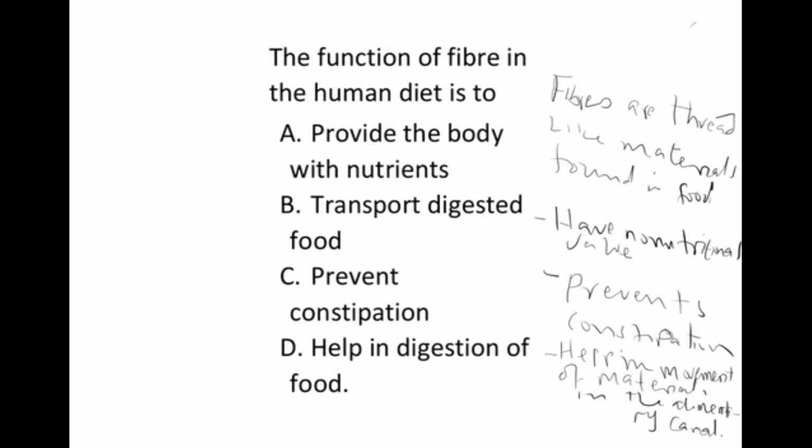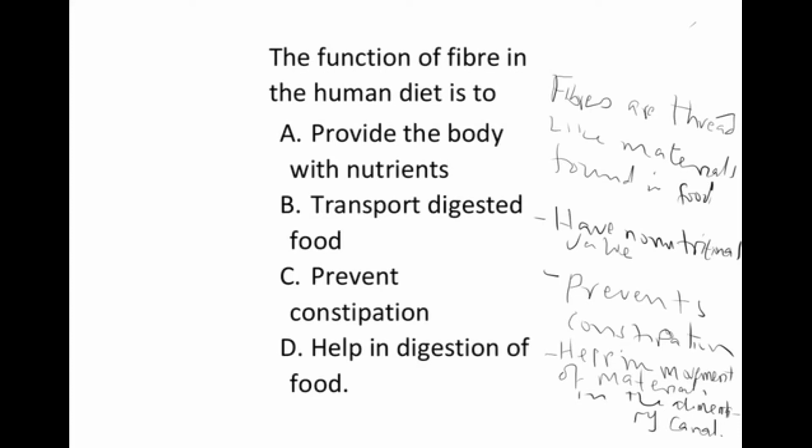So using that information, now we are able to answer the question, the function of the fiber in human diet. Here, if we go by choices, A, provide the body with all nutrients. We have said now it has no nutritional value, so A cannot be the answer. B, transport digested food. We have not said that it transport digested food, but we have said that it helps in the movement of the materials in the alimentary canal, and the materials that are involved there, they are indigested food material.